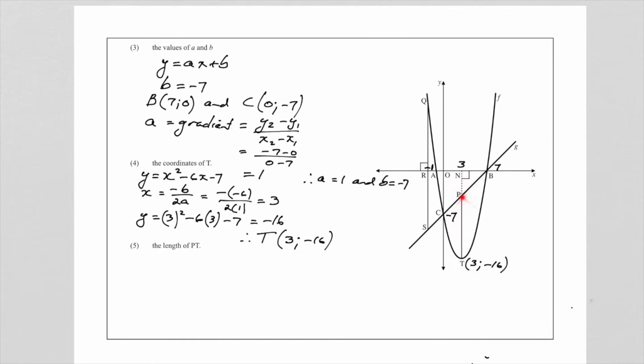We need that length. And that length, you will see, is a vertical length, so that we will get from the y values. So we need this y value, and we need this y value. But you will agree with me that this y value we calculated already as negative 16. So we still need to find that y value. And that will help us to find the length of PT then. So let's do that.